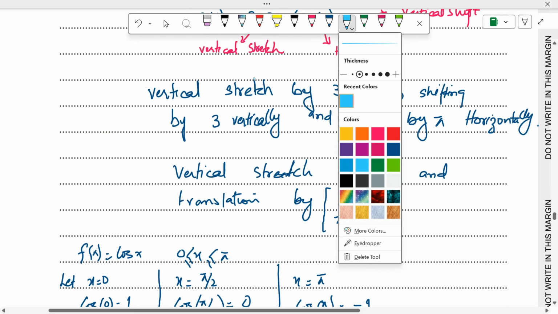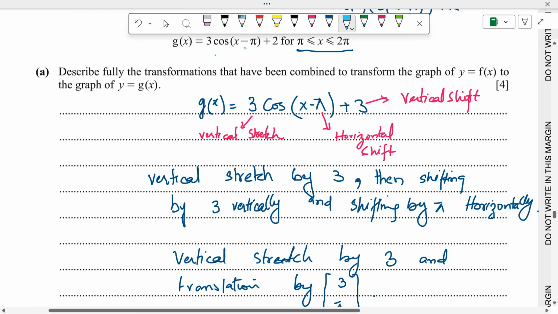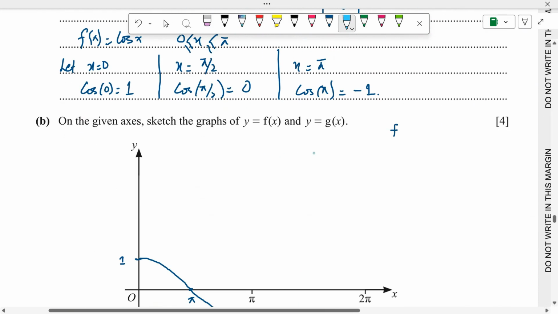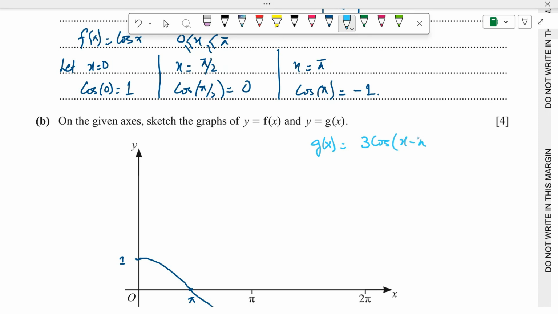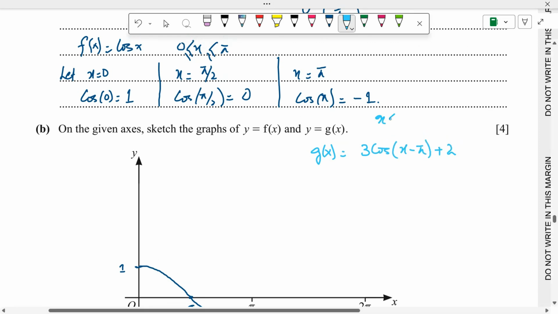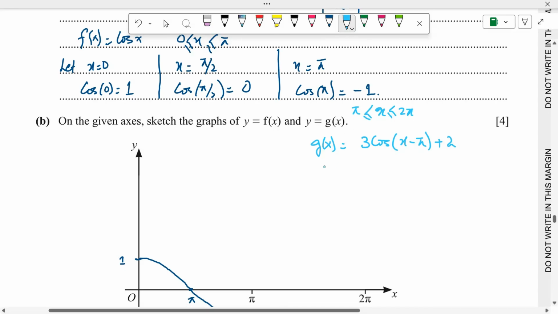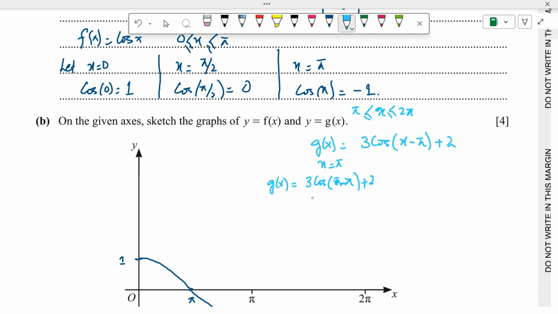Now we need to plot g of x. g of x equals 3 cos of (x minus pi) plus 2, with x less than or equal to 2 pi and greater than or equal to pi. First we plug in x equals pi: 3 cos of (pi minus pi) plus 2. Pi minus pi is 0, so cos of 0 is 1, and 3 times 1 plus 2 is 5.